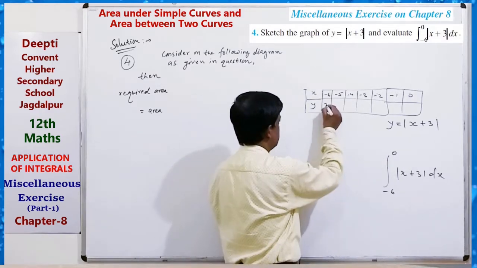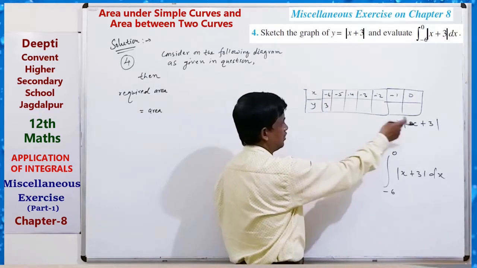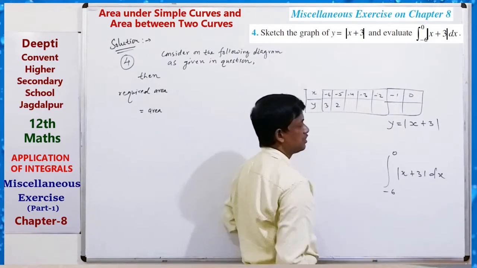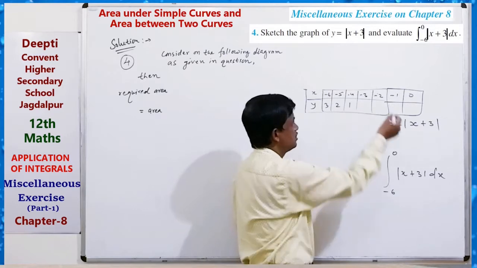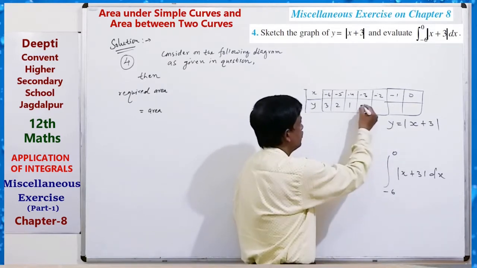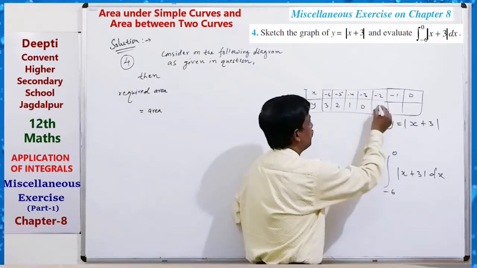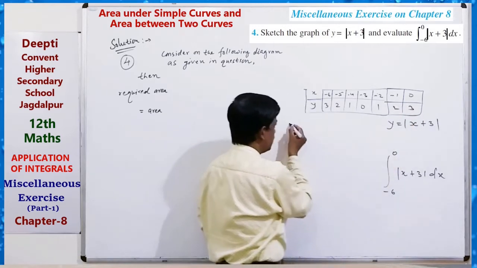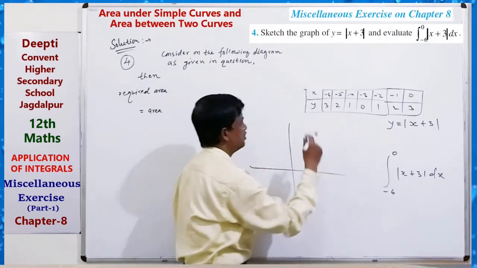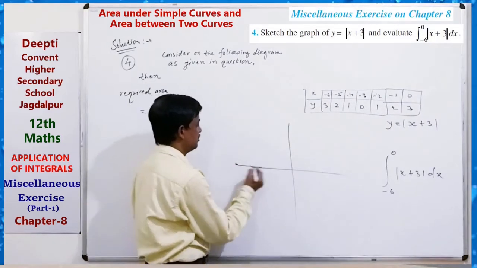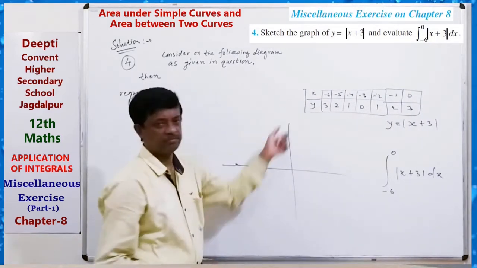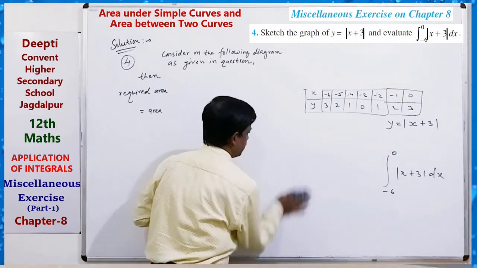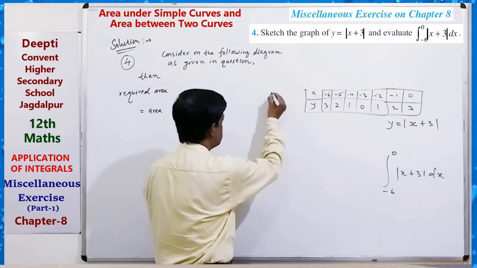This is 3, this is 2, this is 1, this is 0, this is 1, this is 2, this is 3. So you can draw the graph of this function. How can we draw the graph of this function?